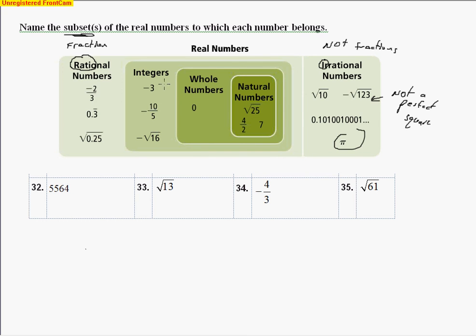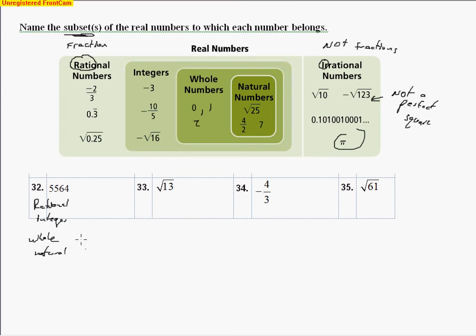Underneath rational, though, we have different types. We've got integers, whole, and natural. Natural numbers are just counting numbers. Whole includes all the counting numbers, but 0 as well. Integers are positive and negatives. So this one here is everything. We've got rational, we've got integer, and we have whole, and we have natural.